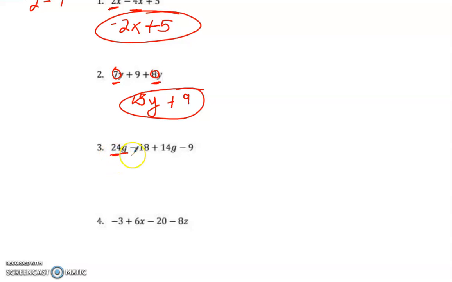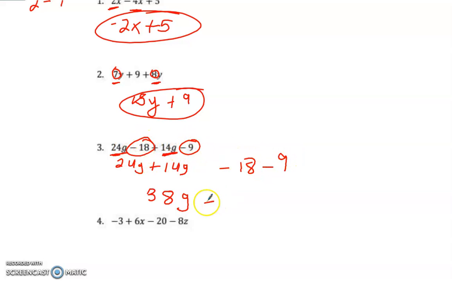Our like terms here are 24g and 14g, so we're going to add those together, so it'll be 24g plus 14g, which is going to give us 38g, and then we can add negative 18 minus 9, which is going to give us negative 27. So our final answer is 38g minus 27.